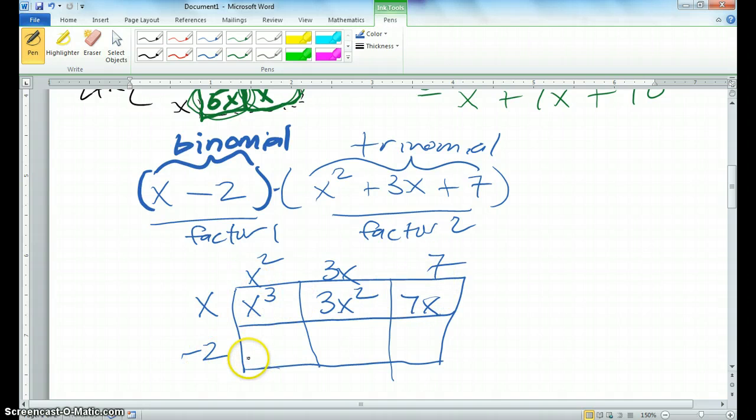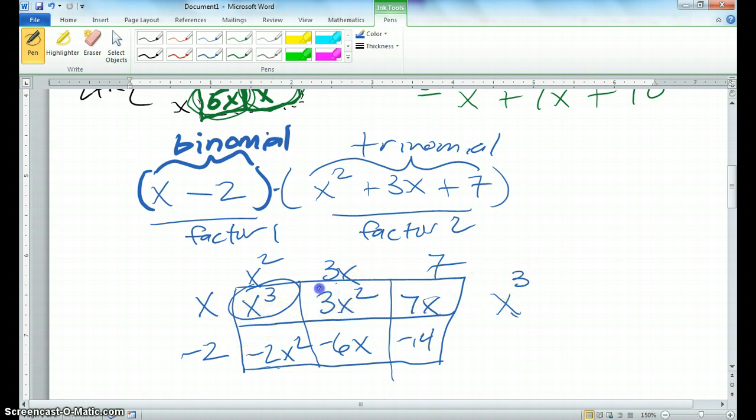Negative 2 times x squared is negative 2x squared. Negative 2 times 3x is negative 6x. Negative 2 times 7 is negative 14. And now, because I want the total area, I just add up all these components. So I have an x to the third, that's my biggest power, so I'll list that first. Just kind of a common way to do that.